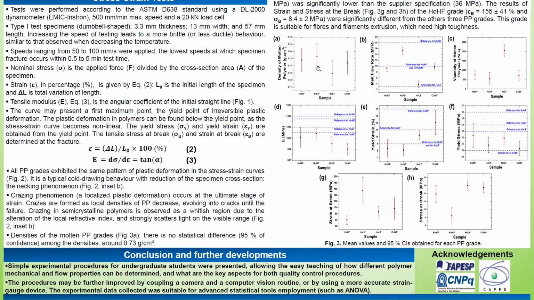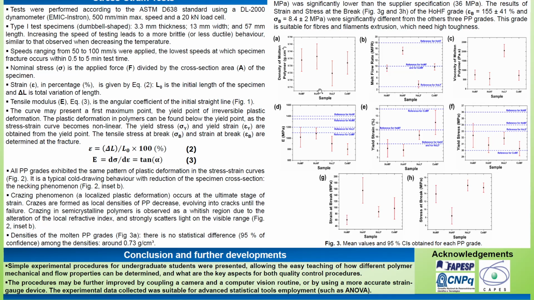In figure 3a, we can see no statistical difference for the molten densities, all around 0.73 grams per cubic centimeter, while in 3b we can see the MFR results are very close to the supplier data, blue dashed lines, for all samples. In 3C, we have similar viscosity for the 3 grades, although slightly lower for the high flow sample and higher viscosity for the low flow sample.